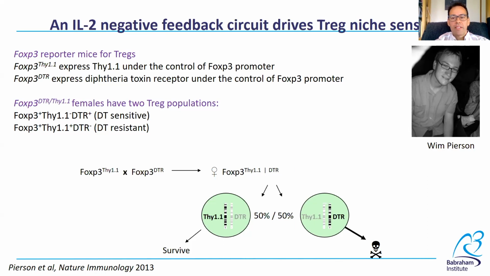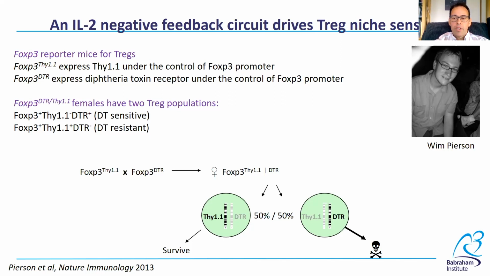Now, we're able to look at regulatory T cells using a FOXP3 reporter. FOXP3 is a transcription factor that's expressed in all regulatory T cells. And so by using a reporter, we can follow or manipulate regulatory T cells. And we had at our disposal two different reporters. One of them was Thy1.1, where we're expressing this marker under the control of the FOXP3 promoter. And a second is diphtheria toxin receptor, where we are expressing the receptor for diphtheria toxin under the control of the FOXP3 promoter.